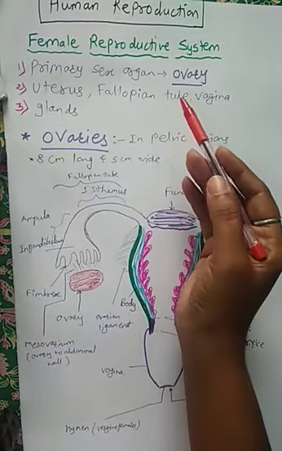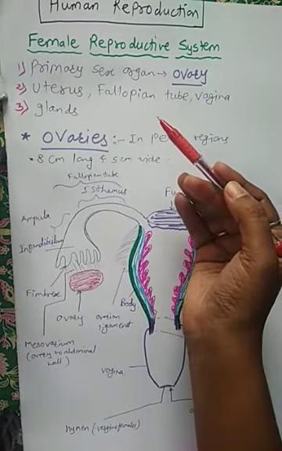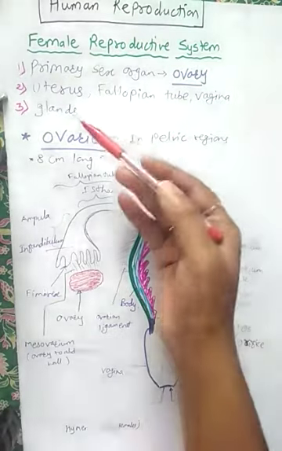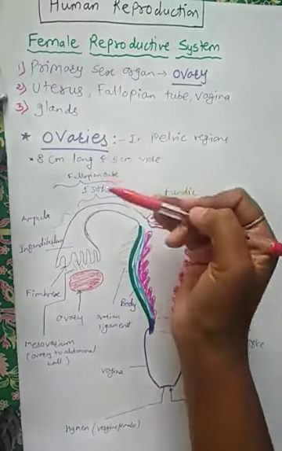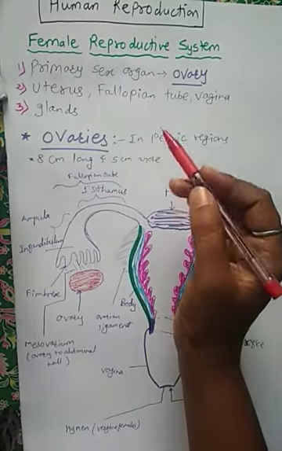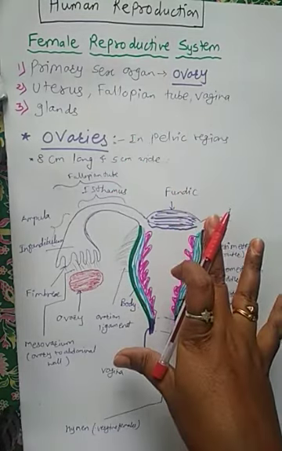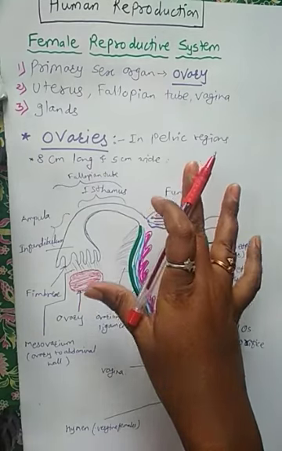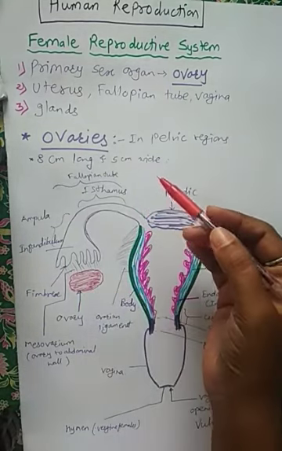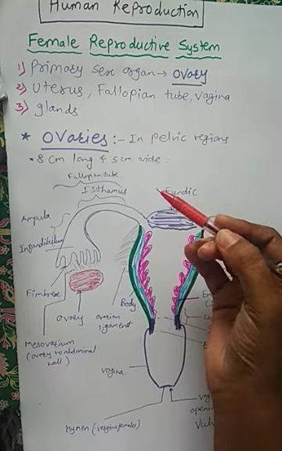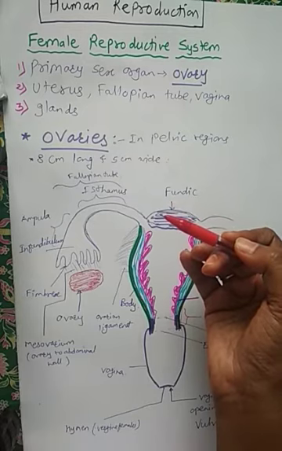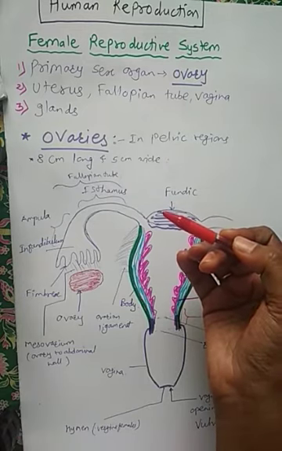Other than this, the secondary sex organs are the uterus, fallopian tube, vagina, and there are some glands also which help in the female reproductive system. First we will see the function of the female reproductive system. It helps to produce the female gametes, that is eggs, and it also helps in the production of female sex hormones. Now we will see about the ovaries.